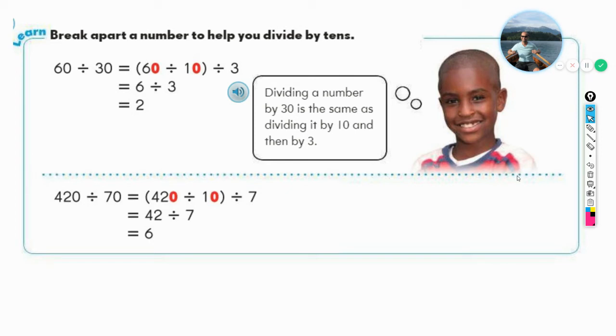Look at this guy here. He's breaking apart a number. Instead of doing 60 divided by 30, he's breaking the 30 up into 3 times 10 and doing 60 divided by 10 divided by 3, or 6 divided by 3 equals 2. Then down here he's doing 420 divided by 10, because 70 is 10 times 7, divided by 7.